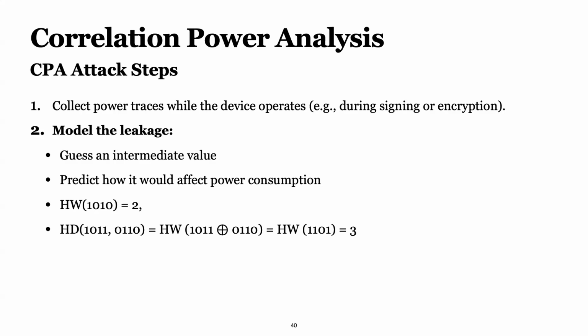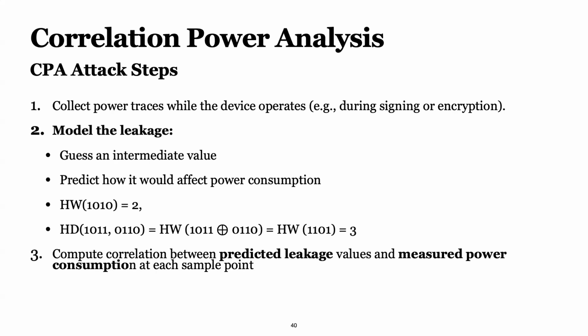Let's see, the first number is 1, 0, 1, 1, which has 3 bits that are 1. And the second number is 0, 1, 1, 0, so two bits are 1. Basically XORing these values, we say that 3 bits change. So this also tells us how much power is being used.